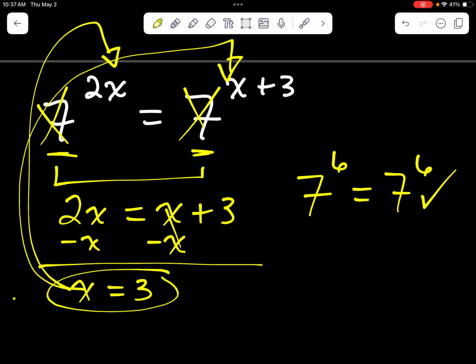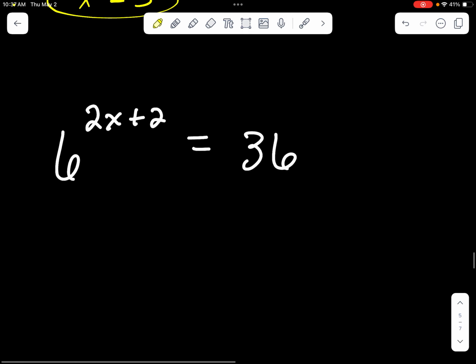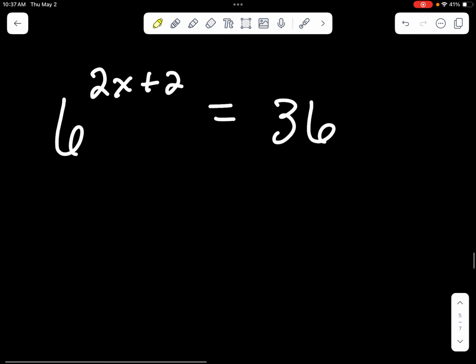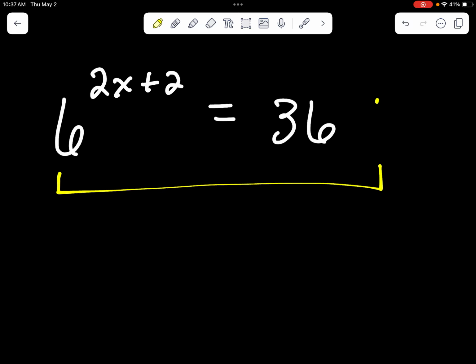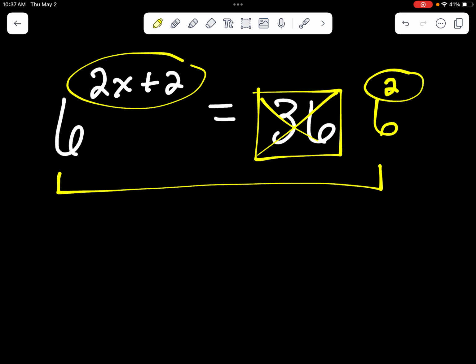I'm 100% correct. But what happens if the bases aren't the same, like in this example here? What we want to do is try to create a base of 6 over here using 36. Well, how do I turn 6 into 36? That's simple. You just take it to the second power. 6 to the second power is 36. Now that I have these bases that are the same, I can use my exponents and create a new equation. 2x plus 2 equals 2.